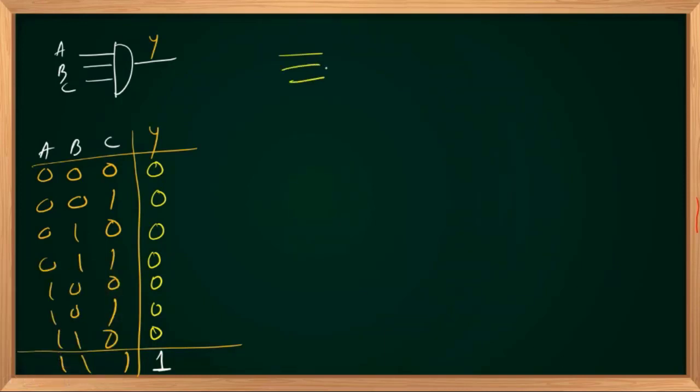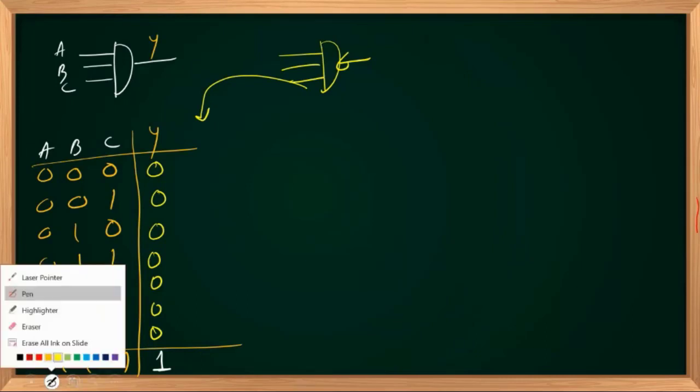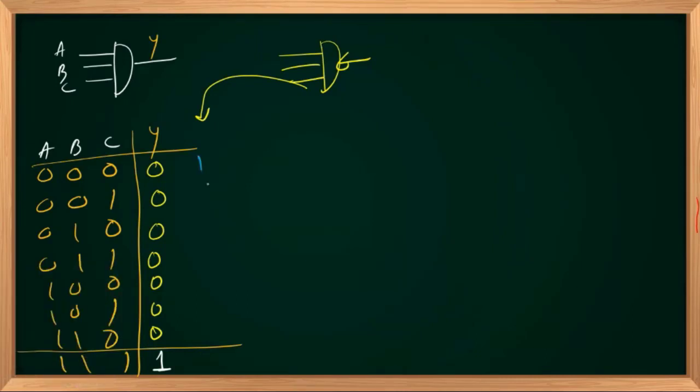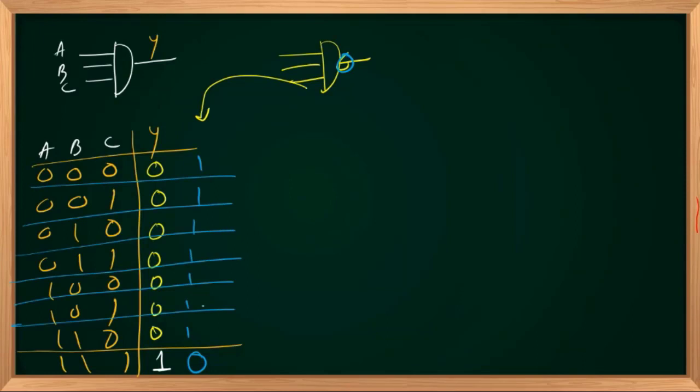Similarly, NAND gate, just opposite to this AND. So 1, 1, 1, 1, 1, 1, 1, 0. So a multiple input or three input NAND gate will always give me a 1 if at least one input, or more than one input, is at logic 0, and it will produce a logic 0 if and only if all of its inputs are 1, similar to the two input case.